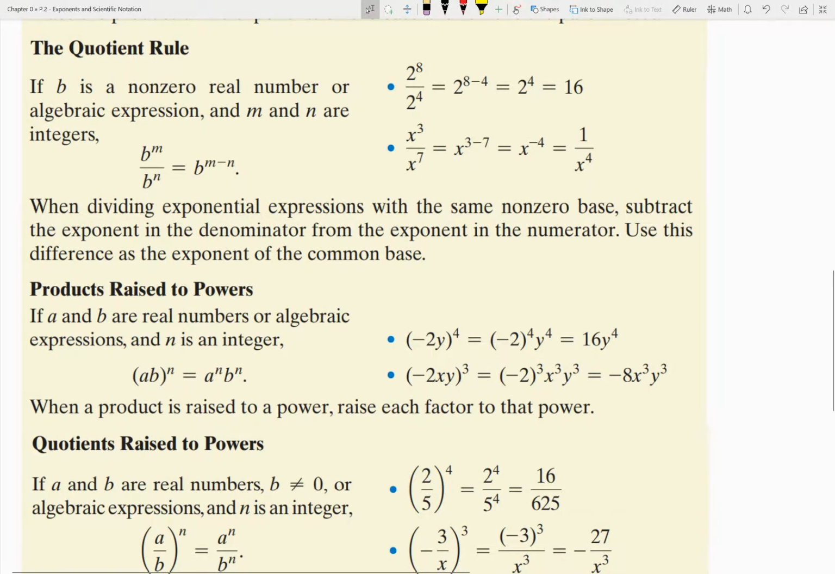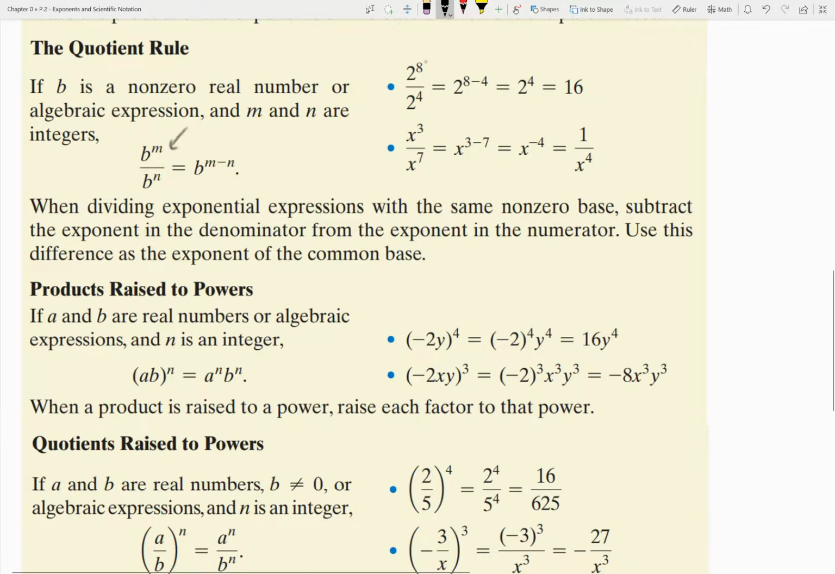There are a couple of ways to think about this, and it's up to you which way is going to work for you. You can always do this method right here: take the top minus the bottom. If it's positive, you leave it where it is. If it's negative, you're going to have to move it later. What I like to do is just look at which exponent is bigger. So here we have 2 to the 8th and 2 to the 4th. 2 to the 8th is bigger.